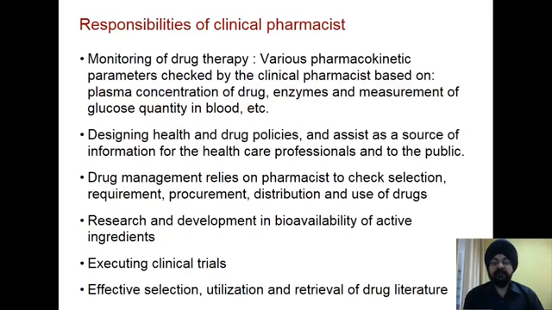Effective selection, utilization, retrieval of drug literature. Pharmacists play an important role in selection and utilization of drug literature. They are apt in studying various sources of literature to find out the information on a drug. For example, what are the drugs indicated for a particular disease, and which are the first line and second line drugs, which drugs cannot be given concomitantly with other drugs, drug interactions, adverse drug reactions in specific patient populations and in normal population, etc.